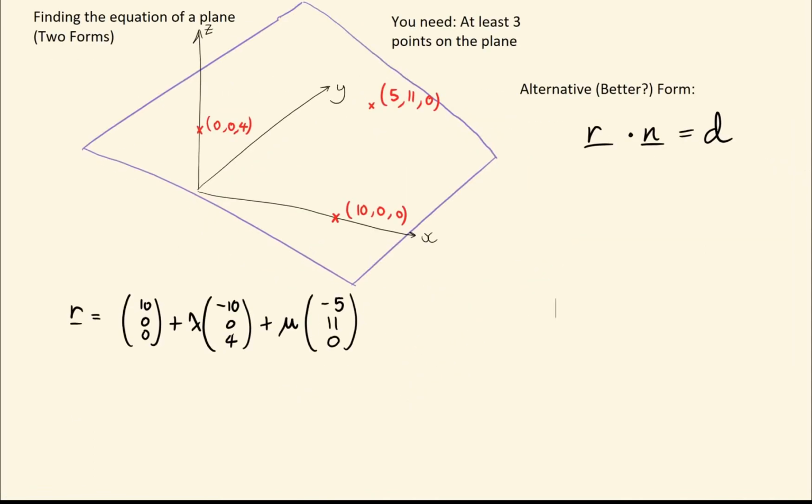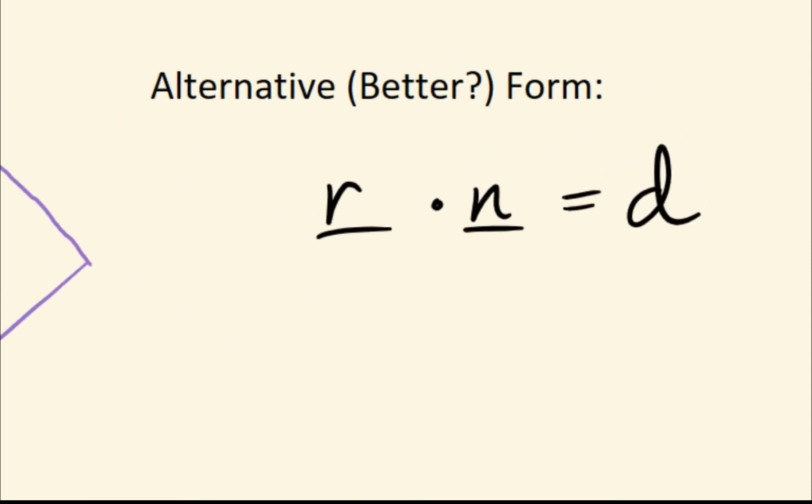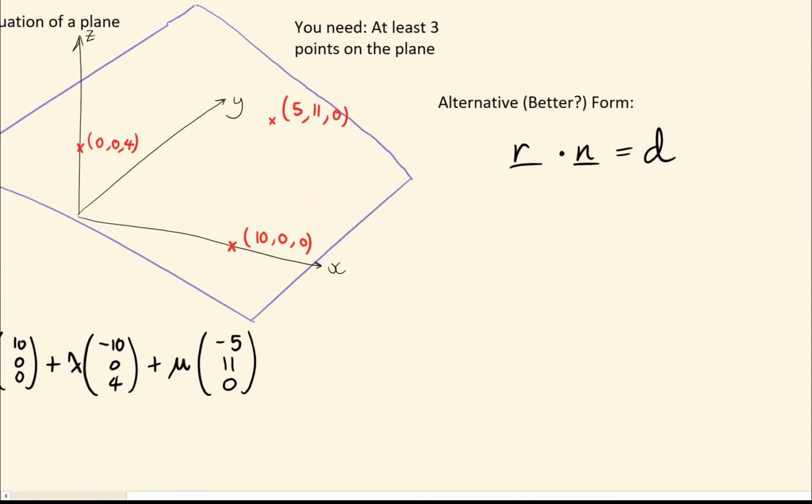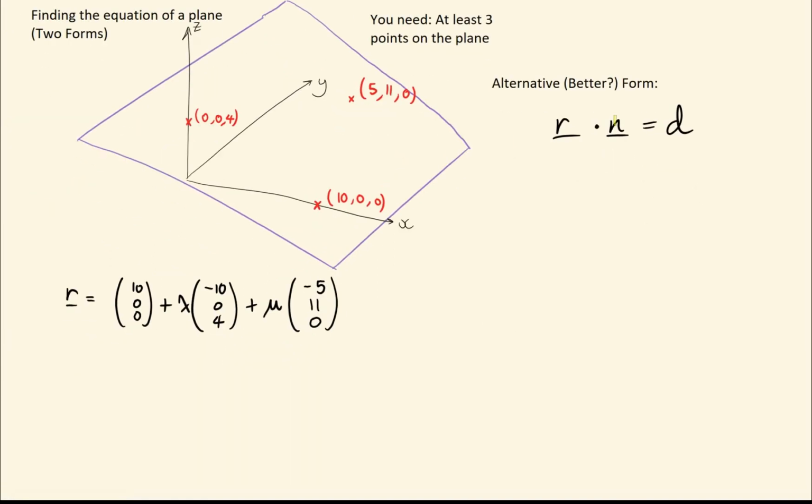We also have an alternative, better form. The problem with this is you've got lambda and mu who can both be any value they want. That means when working anything out, you've got so many combinations to work through. We have this slightly more compact form where we've got r dot some vector n equals a constant d, where d is just a number like 12 or 0. And it turns out, which shouldn't be a massive surprise, this n represents the normal vector. Again, it's any normal vector, not the unit normal vector. Any normal vector you want can be that n.